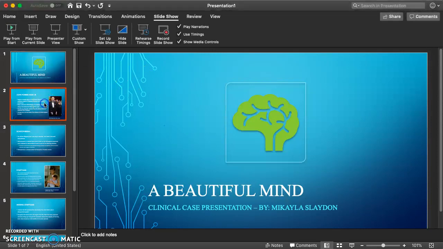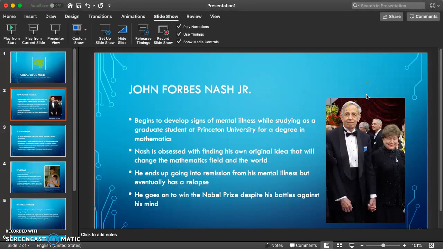So the first slide is about John Forbes Nash Jr., the man portrayed in this movie. He begins to develop signs of mental illness while studying as a graduate student at Princeton University for a degree in mathematics. Nash is obsessed with finding his own original idea that will change the mathematics field and the world. He ends up going into remission from his mental illness, but eventually has a relapse. He does go on to win the Nobel Prize despite his battles against his mind.